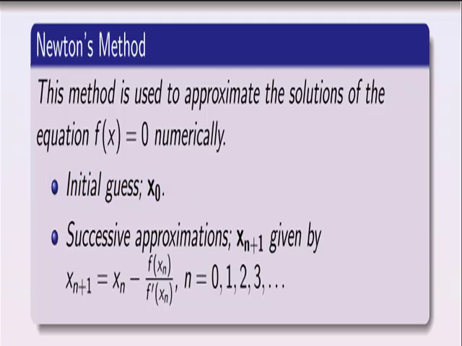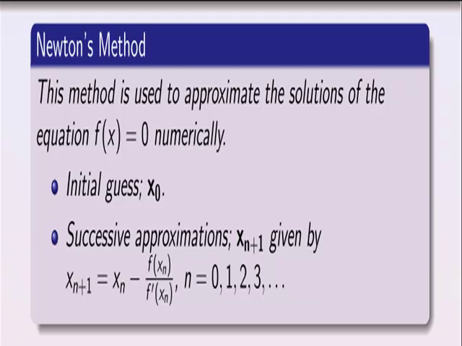And then after that, we are going to generate a sequence of approximations, xn plus 1, given by the following formula. xn plus 1 is equal to xn minus f of xn divided by f prime at xn, when n is running from 0, 1, 2, 3, and so on.